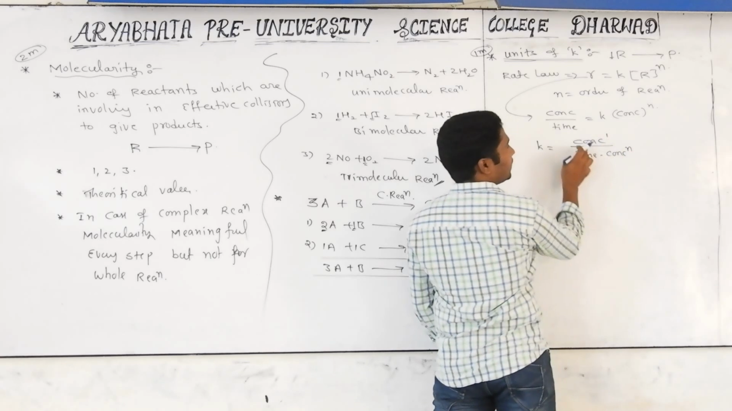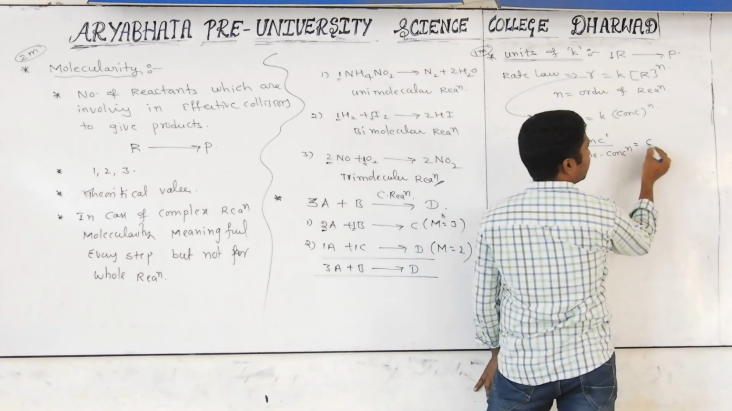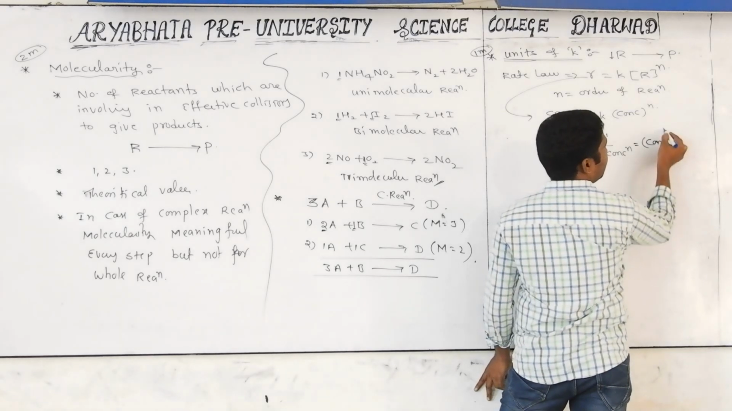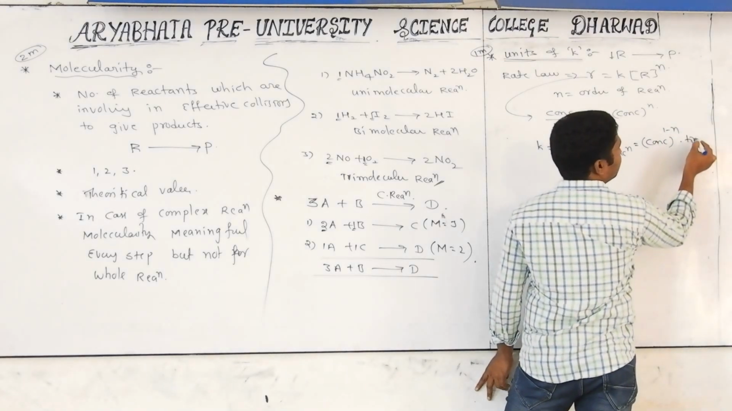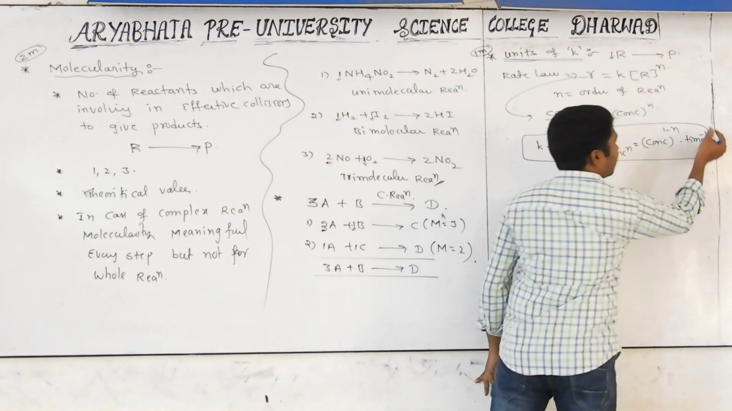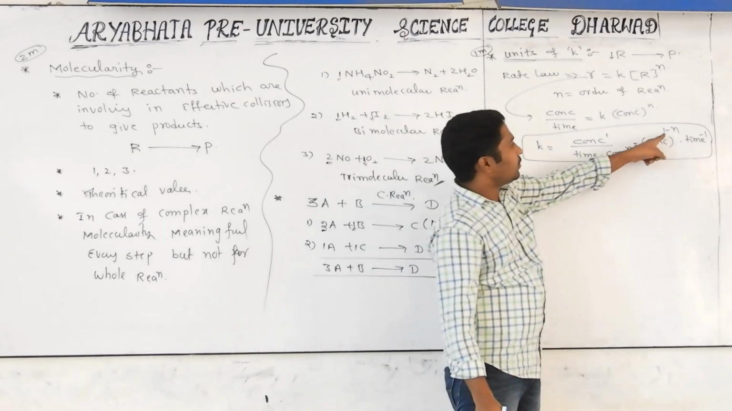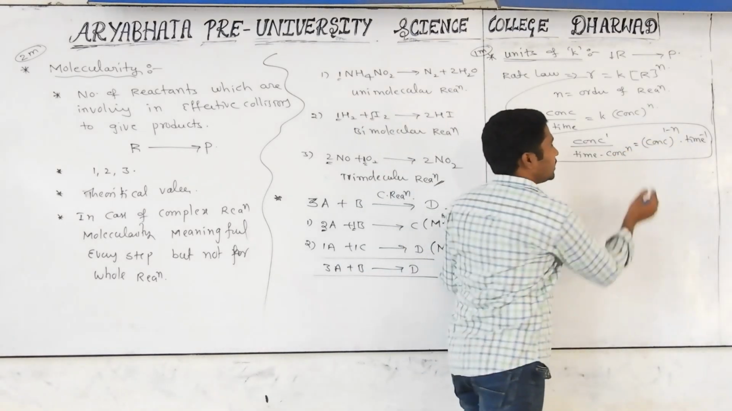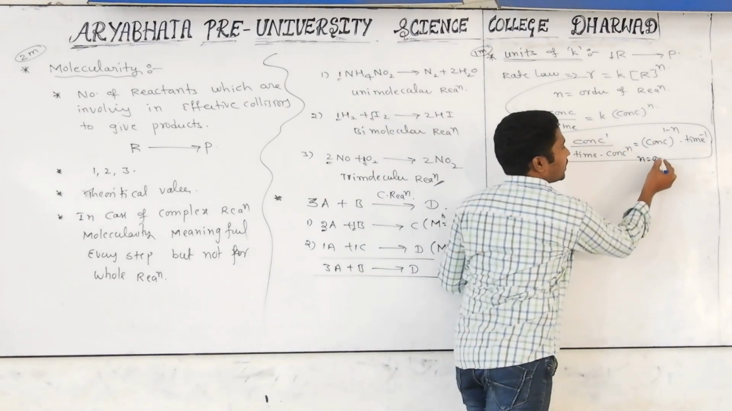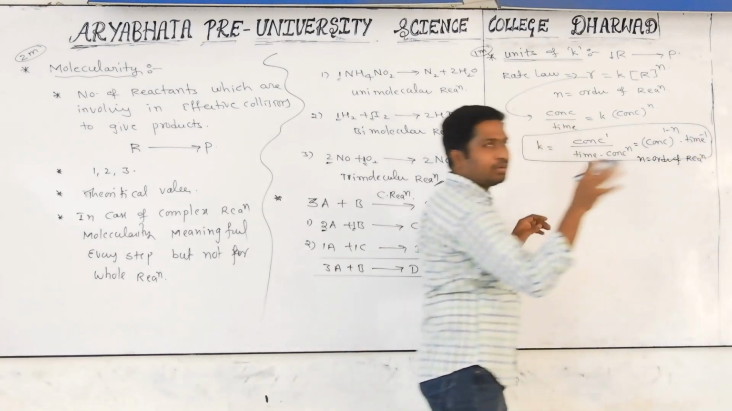Okay, can we simplify here? A power n by A power n, A power n minus n. So we are getting concentration power 1 minus n into time inverse. So what is the common form of units for the rate constant? Concentration power 1 minus n into time inverse. But here n is equal to what? Order of reaction. How it is helpful, I will explain.